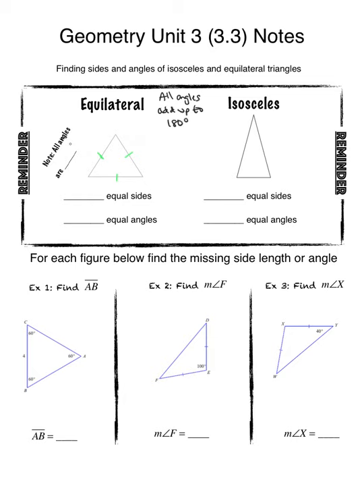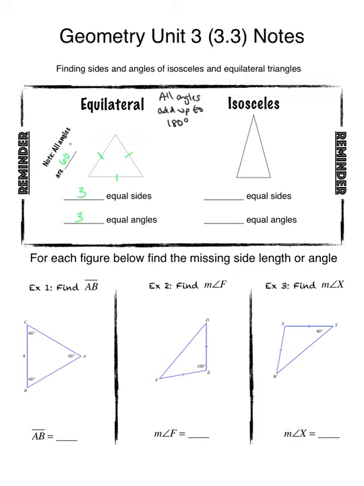Now I also told you about angles opposite sides. Well, in an equilateral triangle, you have 3 equal sides. You also have 3 equal angles. So what would the measure of those angles be? 60 degrees, because they're congruent, and 180 divided by 3 is 60. So in an equilateral triangle, every single angle is 60 degrees, and every single side is congruent.